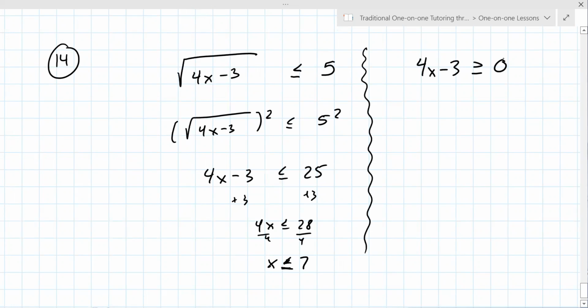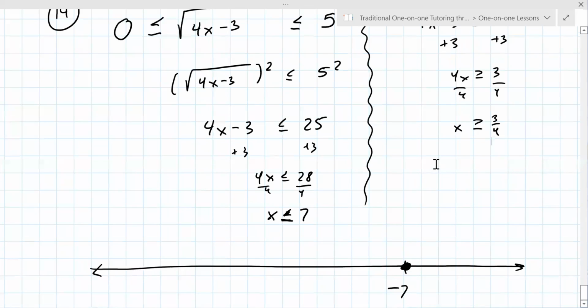Now, what some instructors do, and I meant to show you this last time, is they put it right here. Did you see that in class, or did you always make it off to the right like this? We kind of made it off to the right. Okay, that's fine. So you add 3, 4x greater than or equal to 3, divide by 4. So x has to be greater than or equal to 3/4.